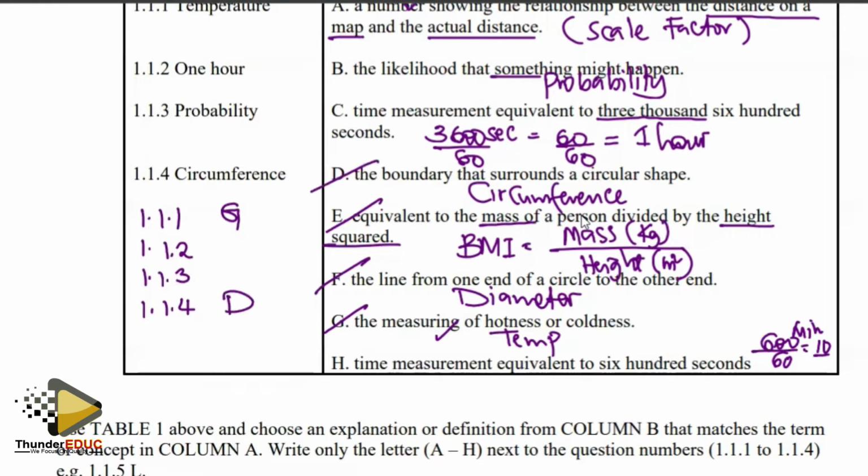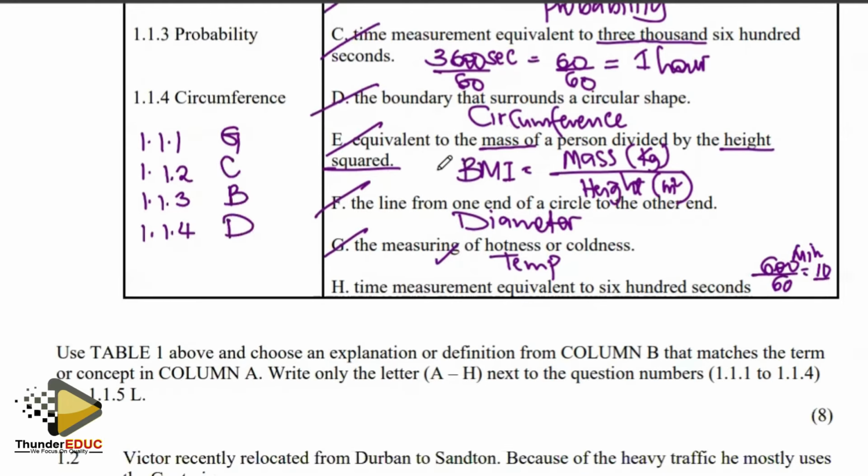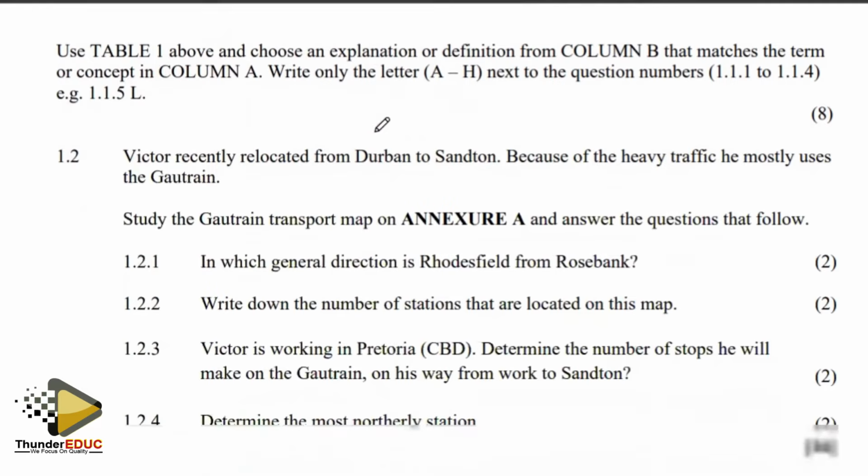D is gone. C, the time measurement is 1 hour. Do we have 1 hour? Yes. So here it's a C. That is finished. B, the probability. So we have B. So B is gone. Everything is done now. Here we go. That was supposed to be the answer. So the answer is supposed to be G, C, B, and D.